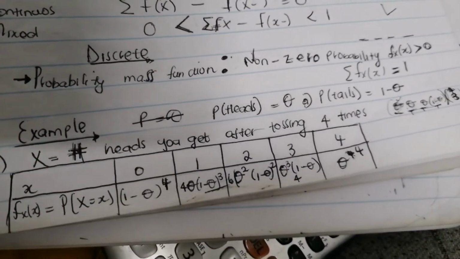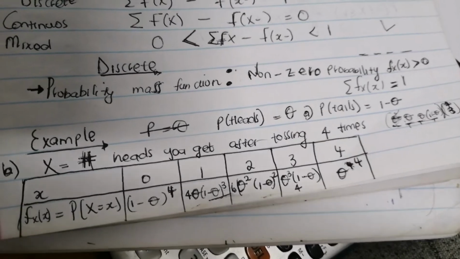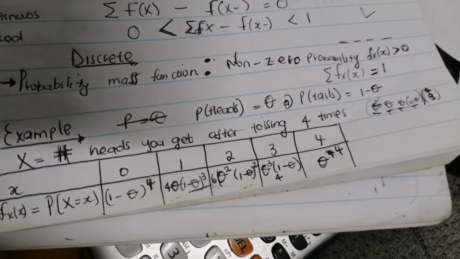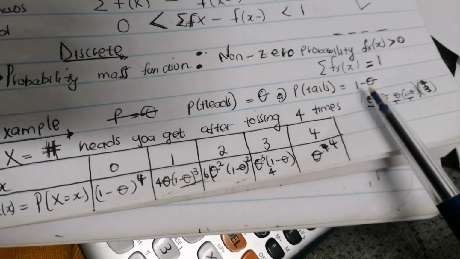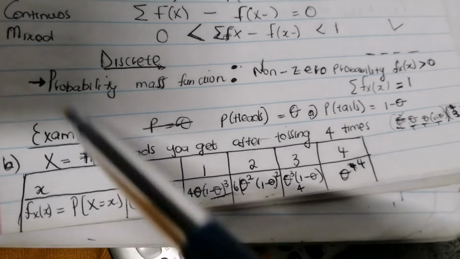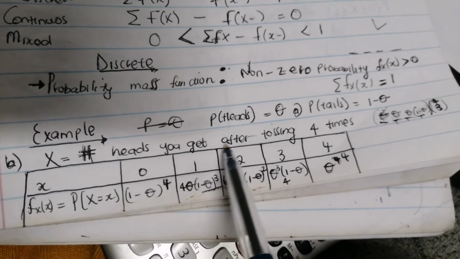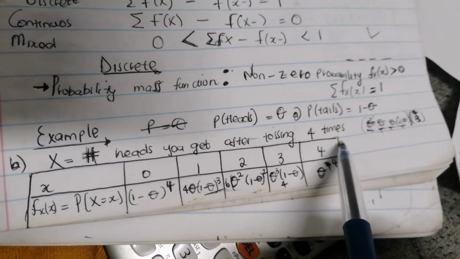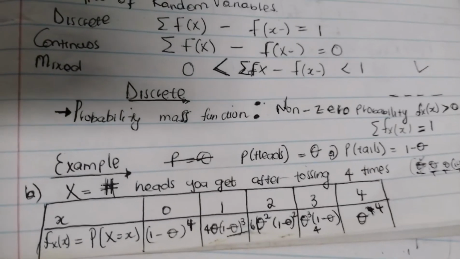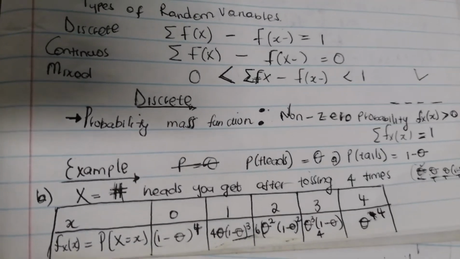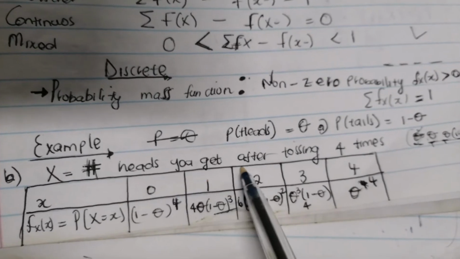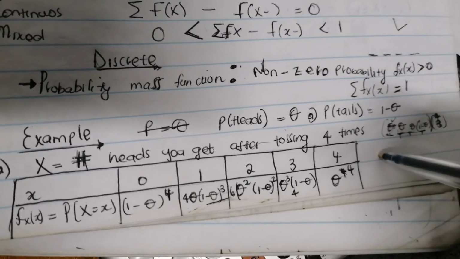So for example 1, we are told that the probability of getting a head is theta, right? And they said we should find the probability of getting a tail. So we know that it's going to be 1 minus theta. Given that x, which is a random variable, equals the number of heads you get after tossing 4 times, you should find the probability mass function of x, right?